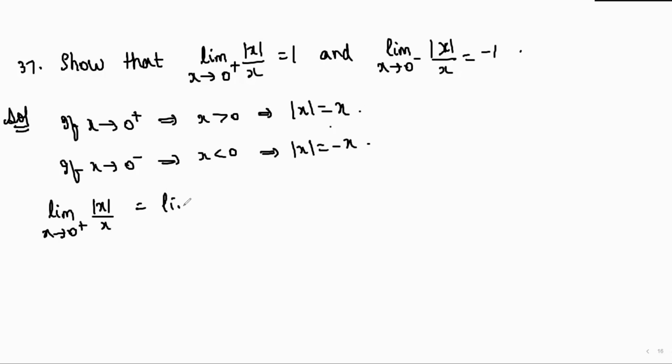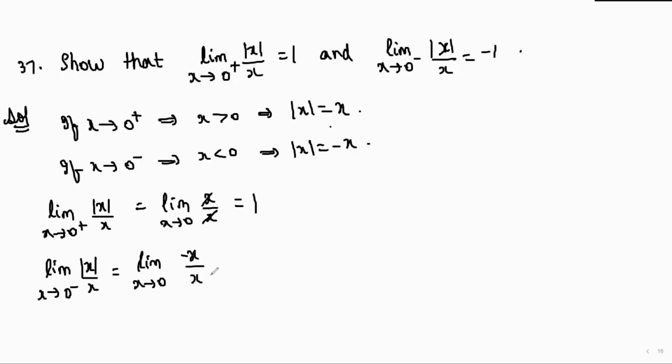So first let us take the limit as x tends to 0 plus of mod x by x. That is the limit of x by x, since mod x will become x. x cancels, the answer is 1. In the next case, the limit as x tends to 0 minus of mod x by x, mod x will become minus x in this case. So x cancels, that is minus 1. Hence proved.